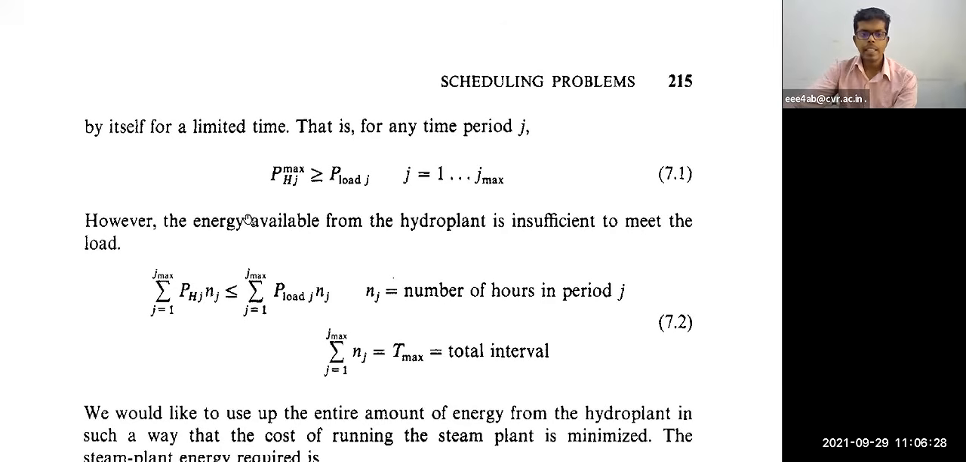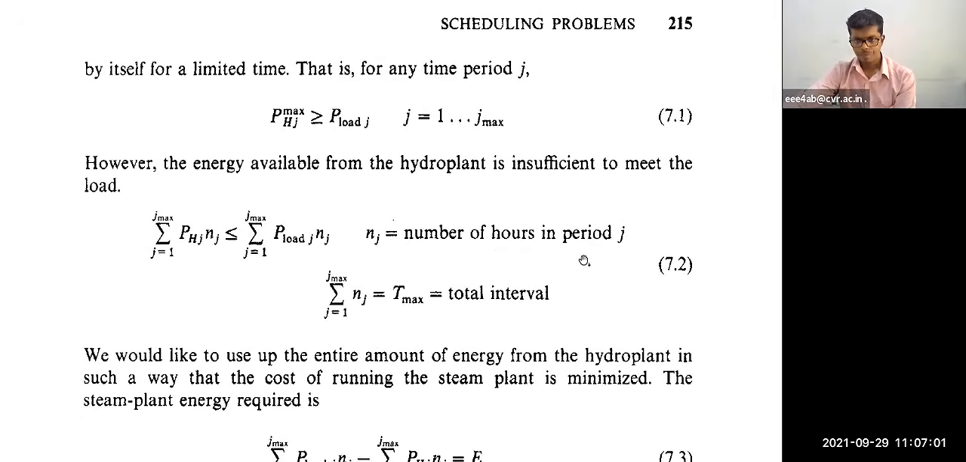So generally it is less than, it should not be equal. If you take a particular demand, say for example 1000 megawatt, then sometimes it might be equal, but in the majority of cases it is not. You should not meet the demand only with hydropower. So the power generation from the hydro is less than or equal to P load, where NJ is the number of hours in a period J.